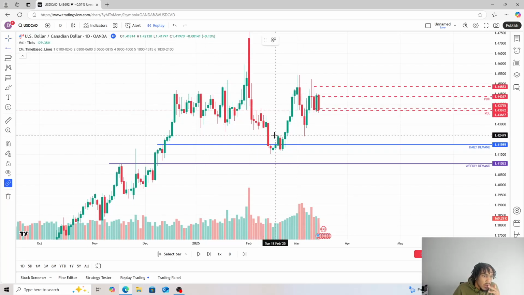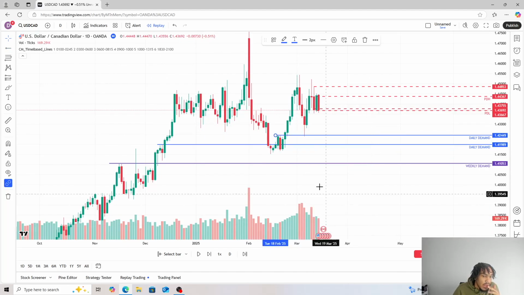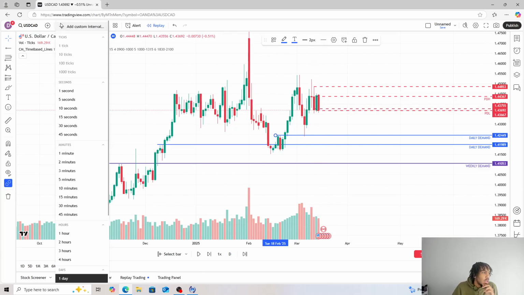So look, daily demand template. So you can see we came up, we tapped that daily demand perfect. Now we got another big move up. Now it looks like we trying to find another retracement back down. So let's see what's going on. Let's go to the 4 hour.